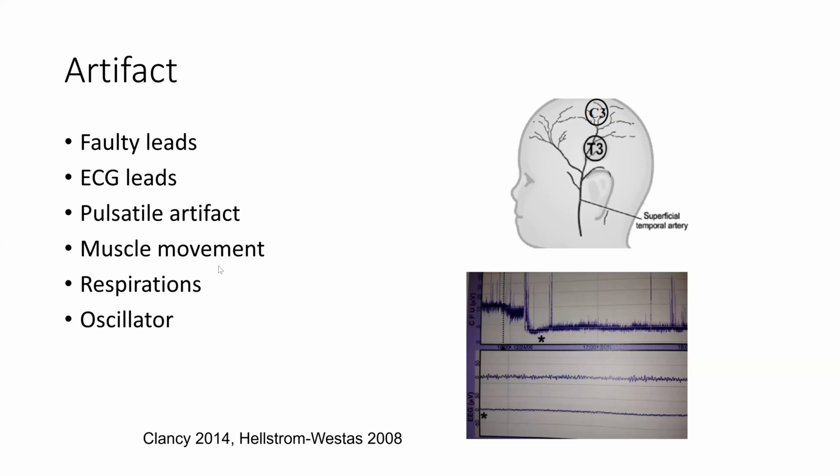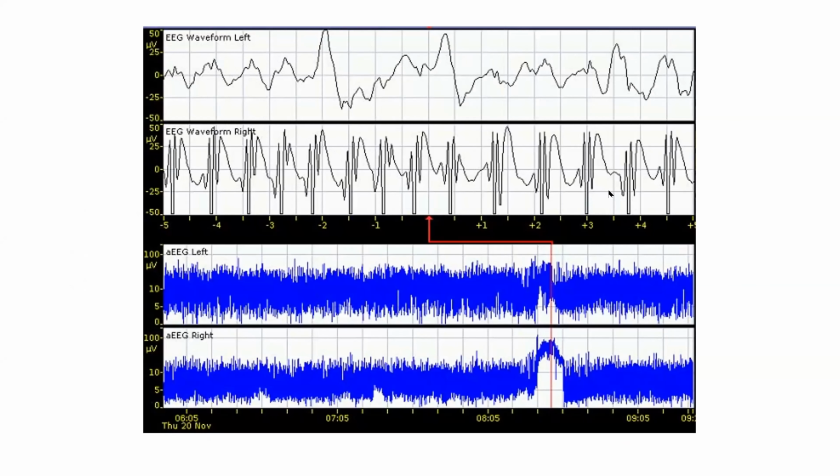So there are many artifacts that we should be aware of, and so we need to always go back to the raw EEG, just like I did on this slide, and look and see whether or not it's rhythmic, whether or not it's continuous, going on for 10 seconds or more, or whether or not it's just some movement, like somebody just mentioned.